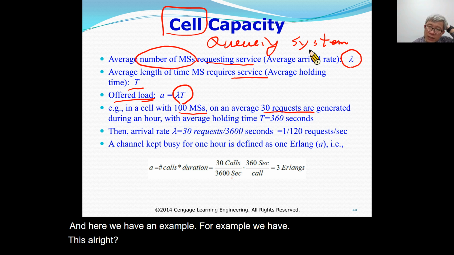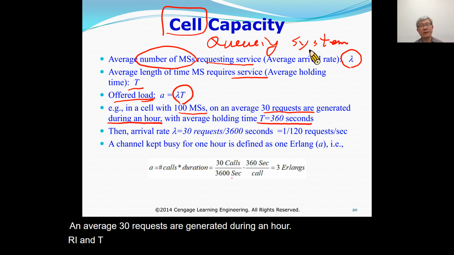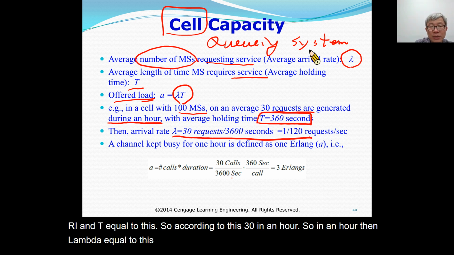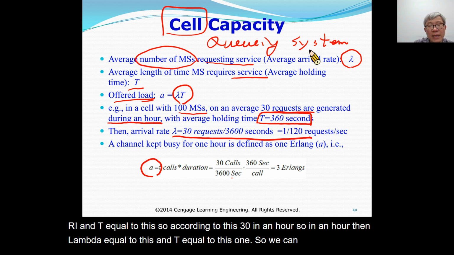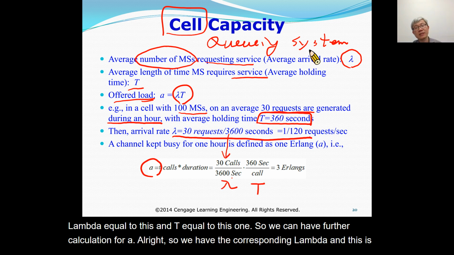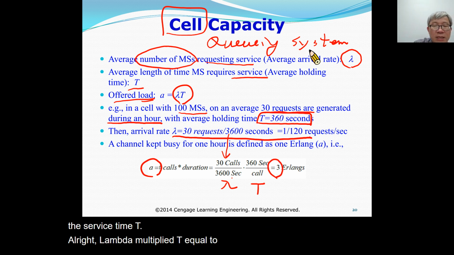An average of 30 requests are generated during an hour, and T is equal to this. So, according to this, 30 in an hour, then lambda equals this, and T equals this one. So we can calculate A. We have the corresponding lambda, and this is the service time T. Lambda multiplied by T equals this. Oh okay, it's equal to 3. And equal to 3, this is the overload.